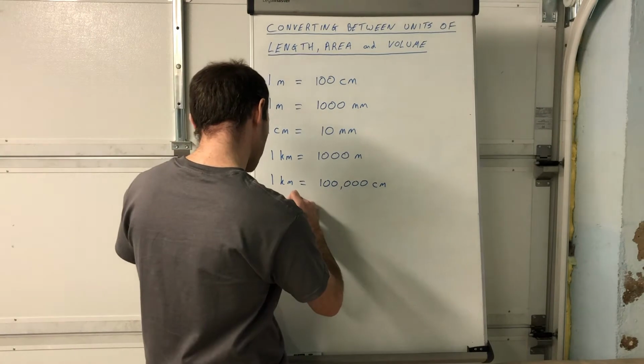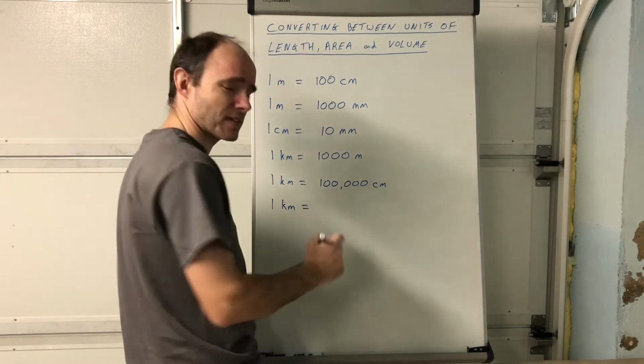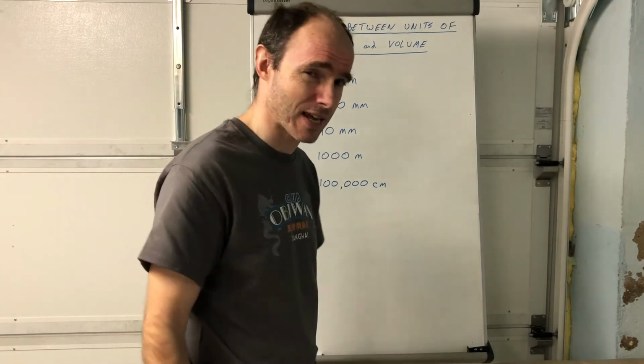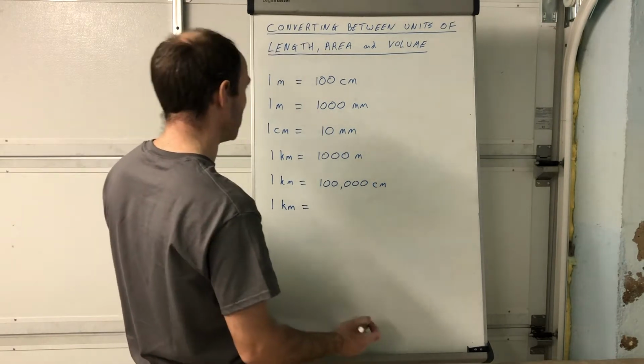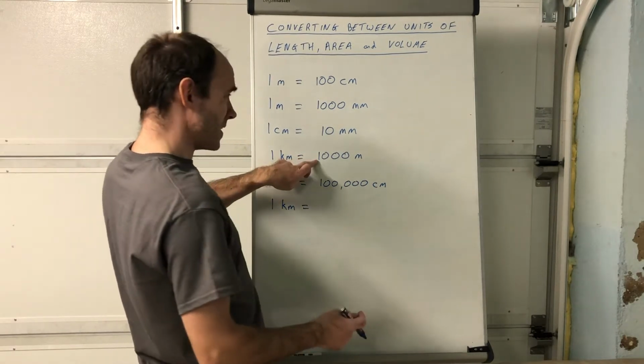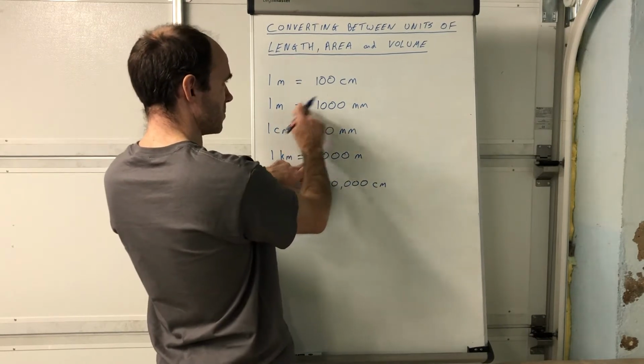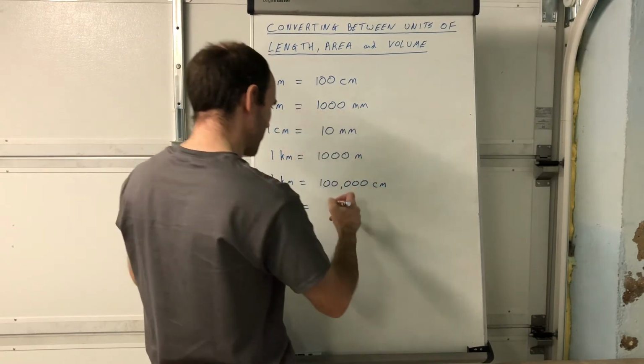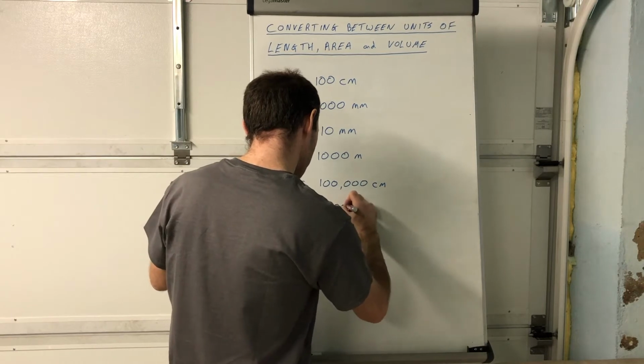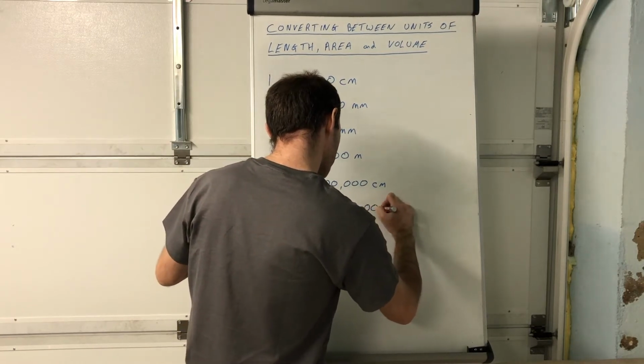And if you want to know what 1 kilometre is in millimetres, again, why would you want to know that? Just because you might be asked in an exam, that's the only reason. 1 kilometre is 1,000 metres, and that's going to be 1,000 of those, which is 1,000 times 1,000, which is a million. So 1 million millimetres.